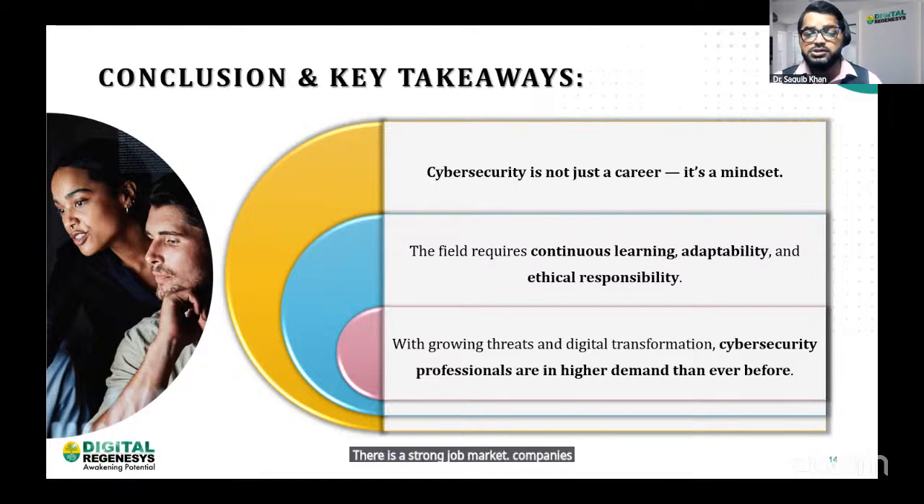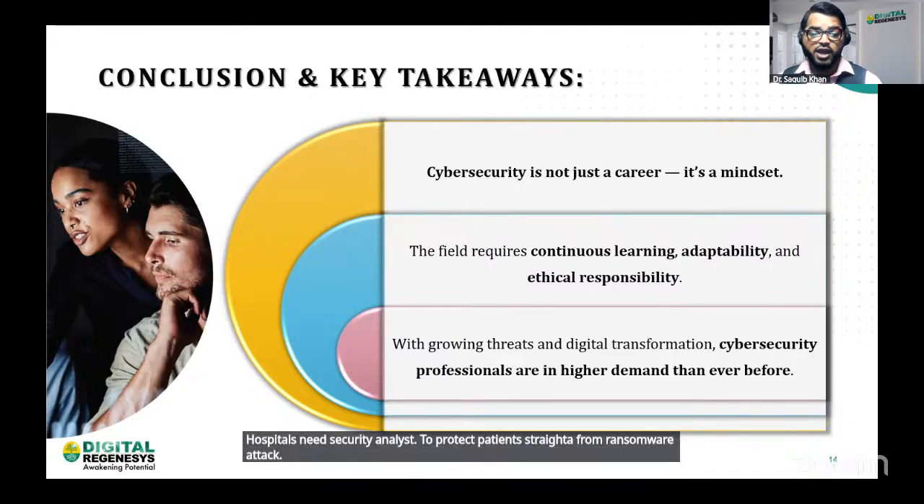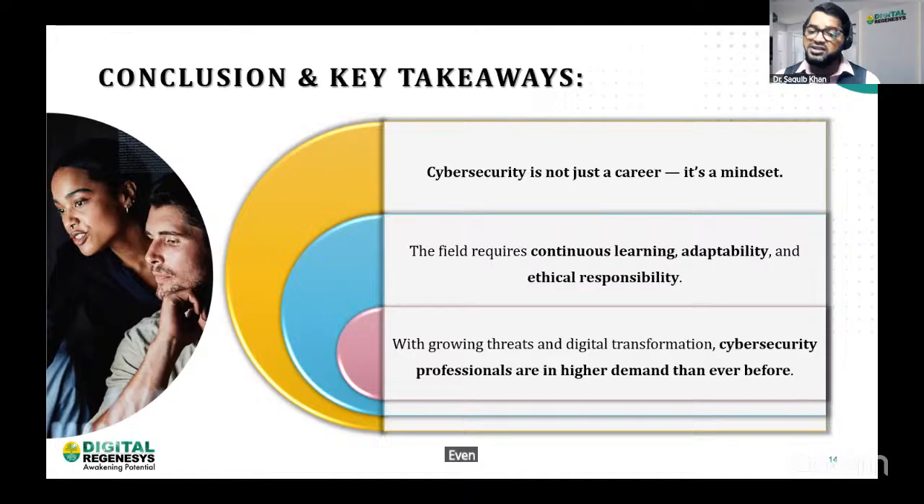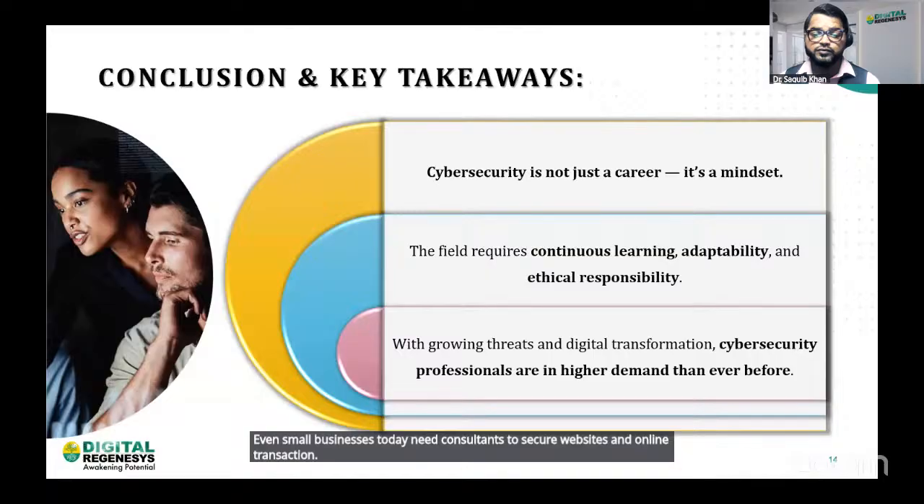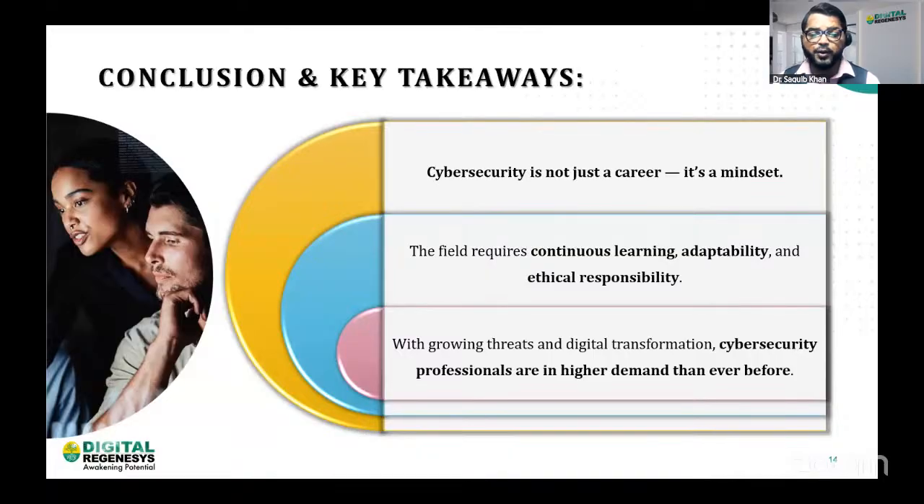Companies like Amazon, Google, and Microsoft are hiring thousands of cybersecurity engineers just to protect the cloud infrastructure. Hospitals need security analysts to protect patients' data from ransomware attacks. Even small businesses today need consultants to secure websites and online transactions. Are you getting my point? So this is the conclusion and the key takeaways from today's session.